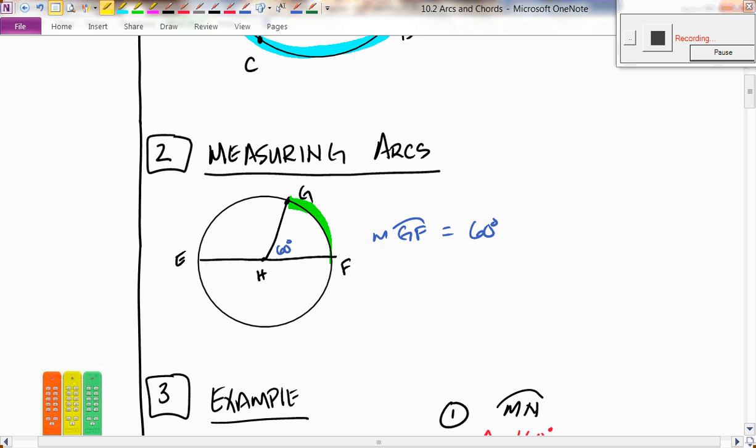And the measure of arc HF would be what, everybody? What would be the measure of HF? That would be 180 degrees. Totally right. So that's how we measure arcs. We measure arcs based on their central angle.